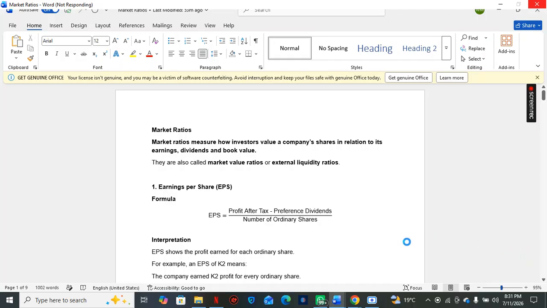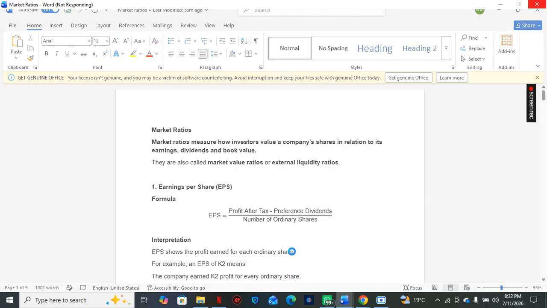So this is how you interpret earnings per share after you've tabulated it. If you get an earnings per share of 2 kwacha, it means the company earned 2 kwacha profit for every ordinary shareholder. So if you own one share, it's like you're getting a 2 kwacha profit from the company. Any questions, colleagues?